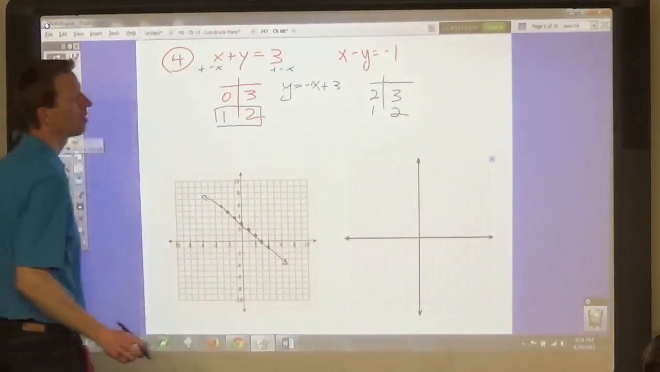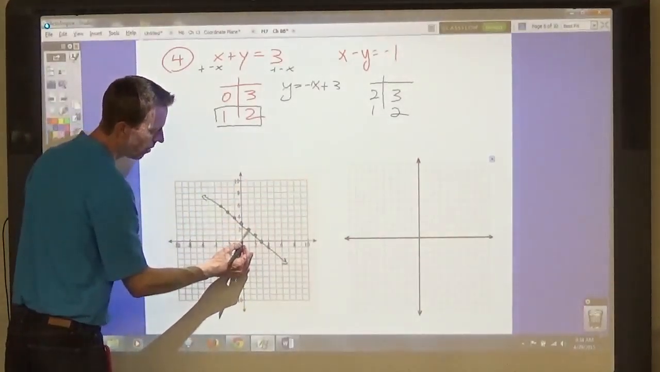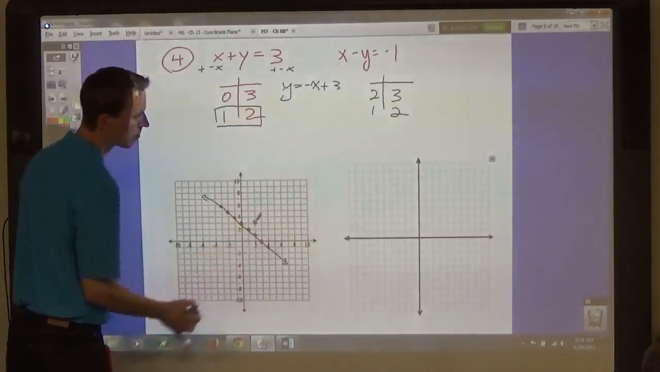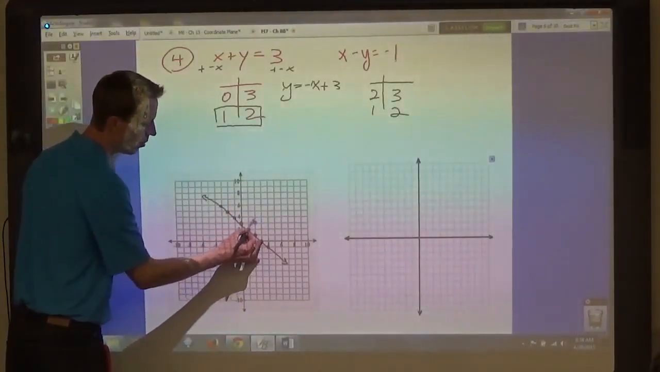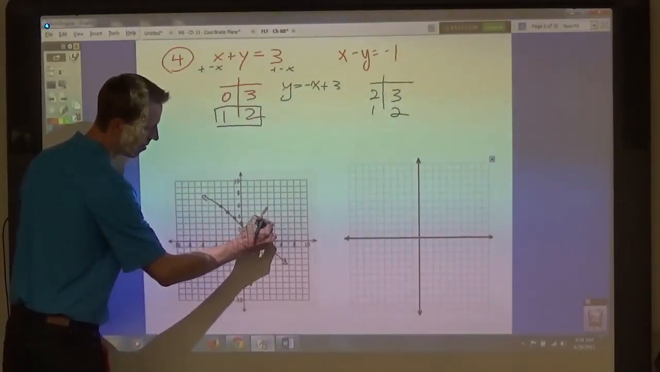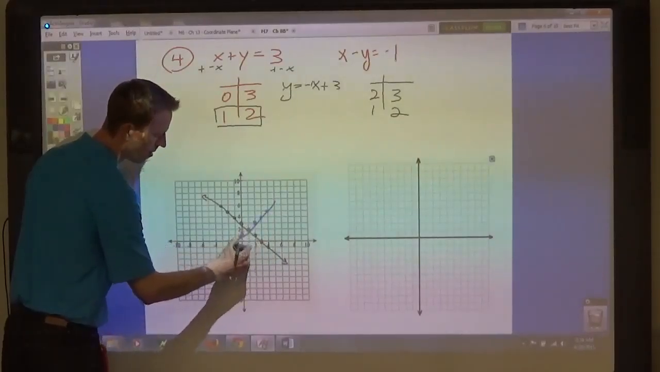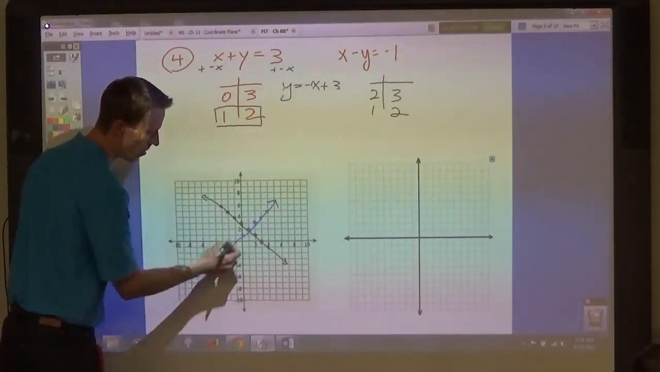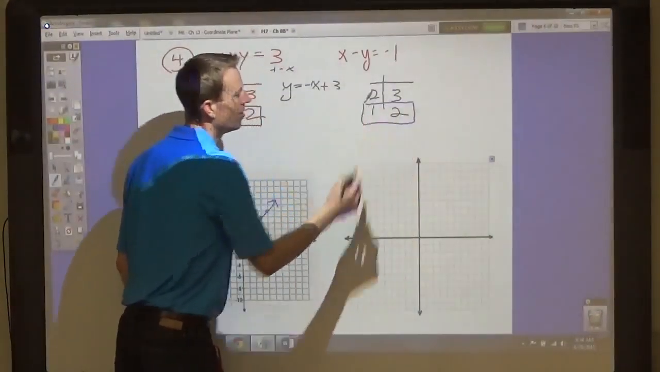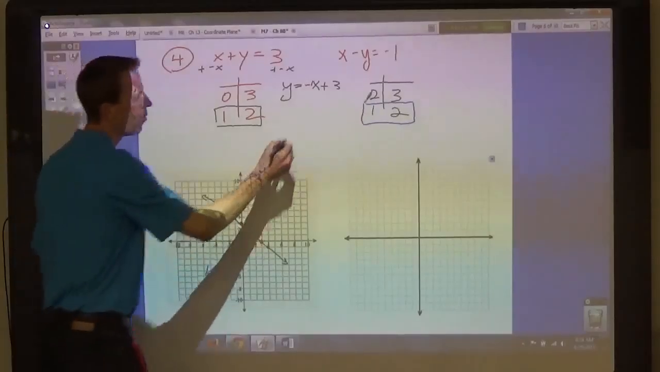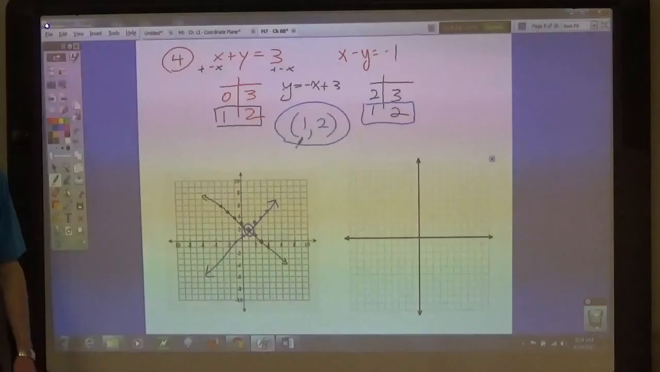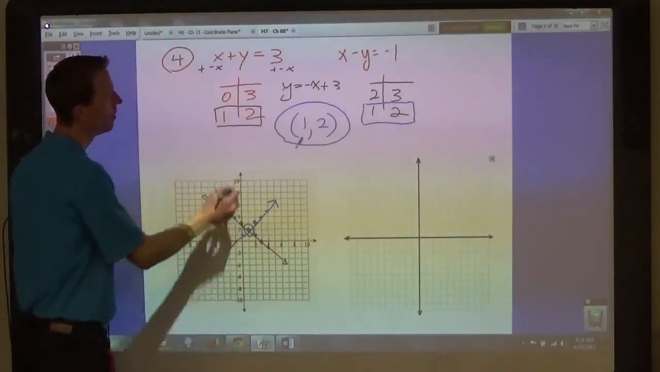Let's graph this in a different color. Mark 2, 3, over 2, up 3, and 1, 2. There it is. Look at the pattern. They cross, don't they? At 1, 2. That's our solution, isn't it? We have to write the solution and circle it.